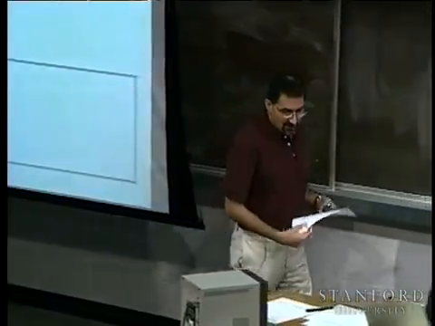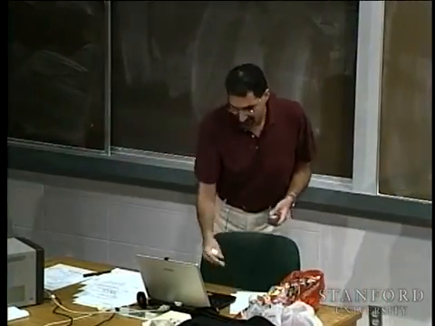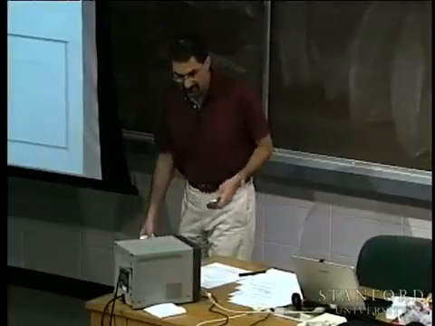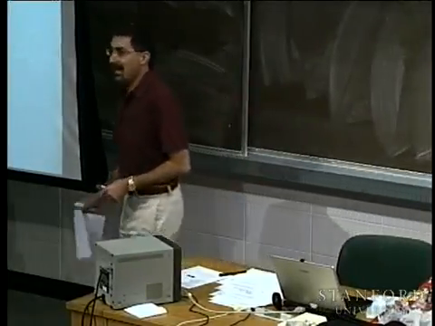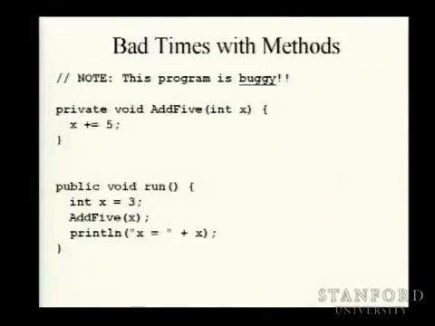So this also leads to some weird behavior that may be unexpected. And this weird behavior is something we like to refer to as bad times with methods. Okay? So this program's buggy. Let me show you why. Here we have run, and inside run we have some integer x, which has the value 3.